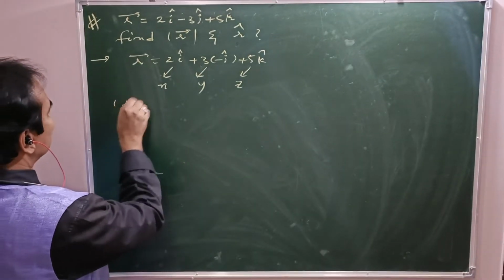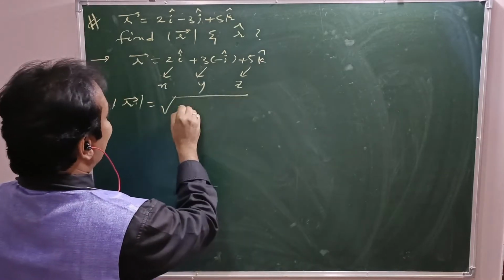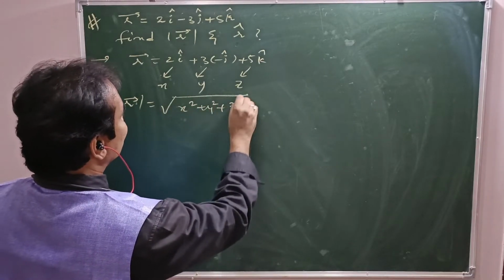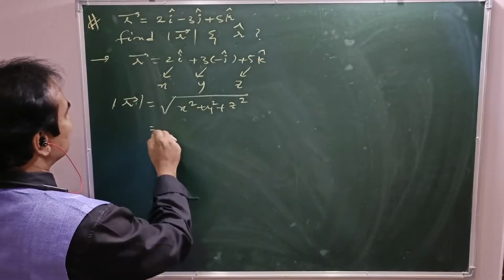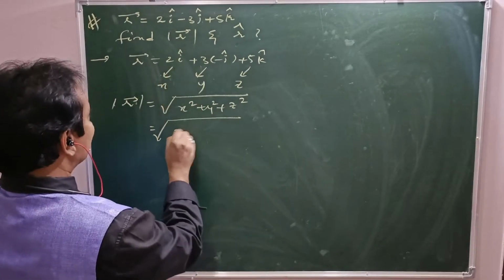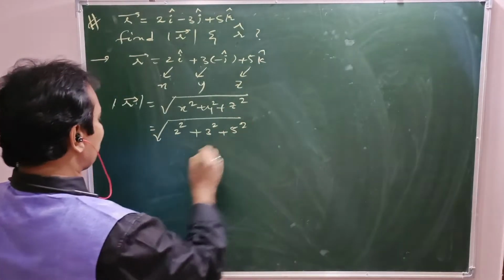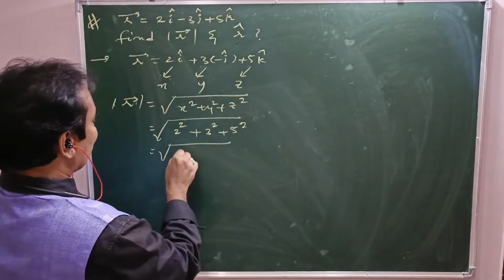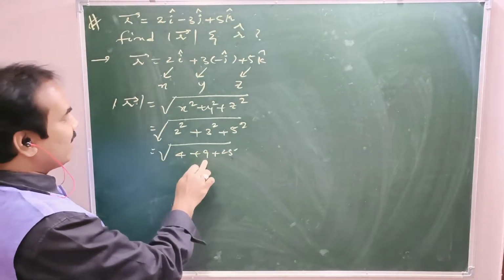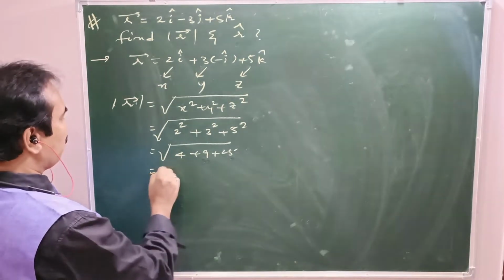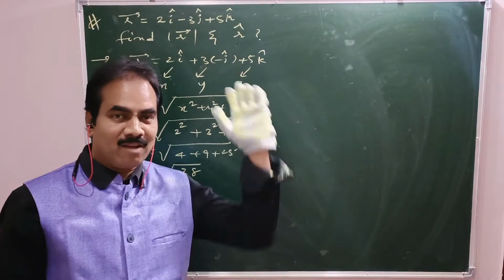So mod r bar means what is the expression? Mod r bar is root over x square plus y square plus z square. That is root over x square means 2 square, plus y square means 3 square, plus z square means 5 square. That is 4 plus 9 plus 25. 25 plus 9 means 34, 34 plus 4, root over 38. This is the magnitude of the given position vector.